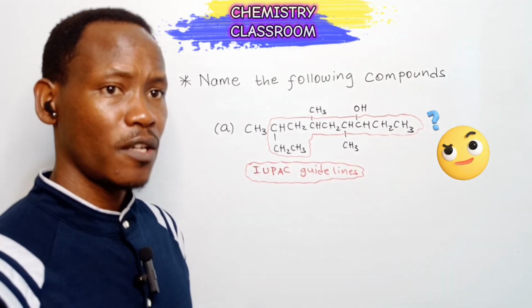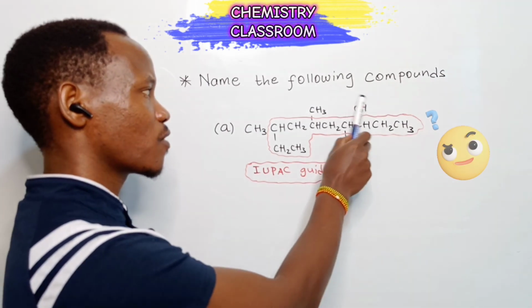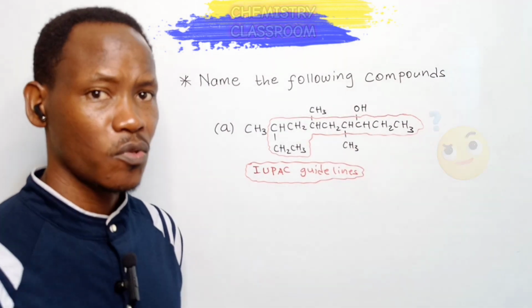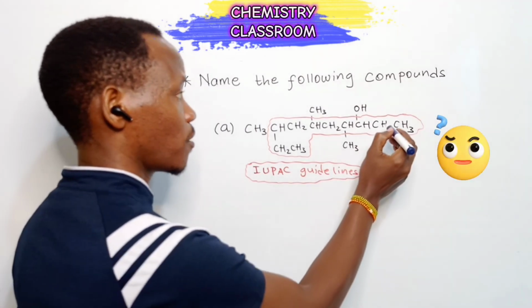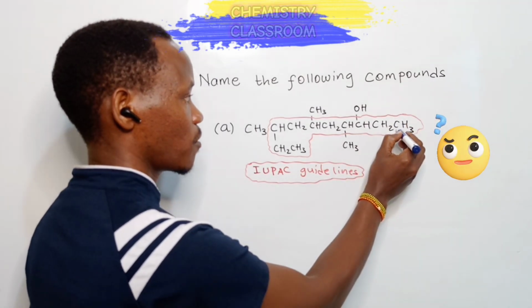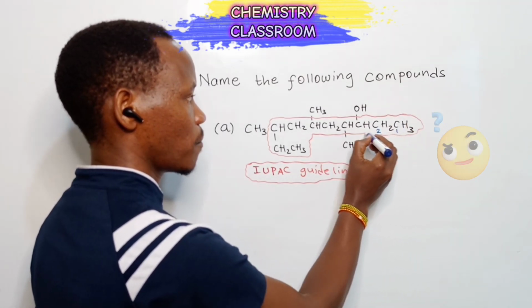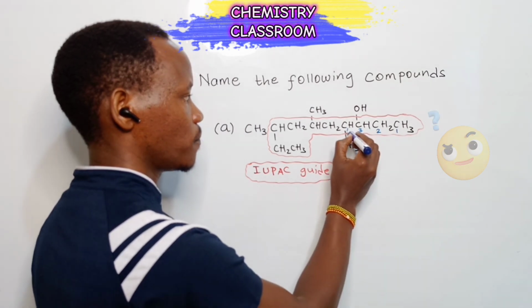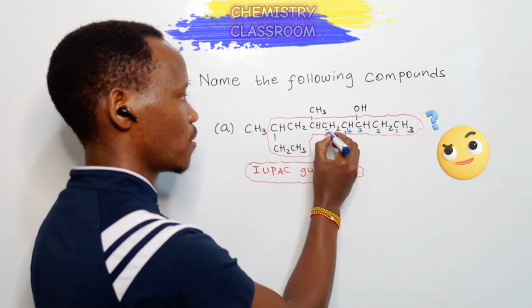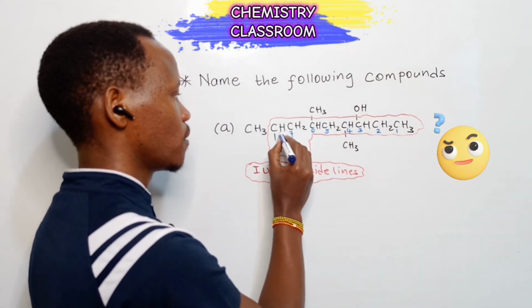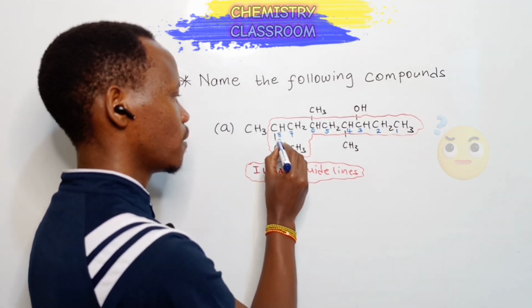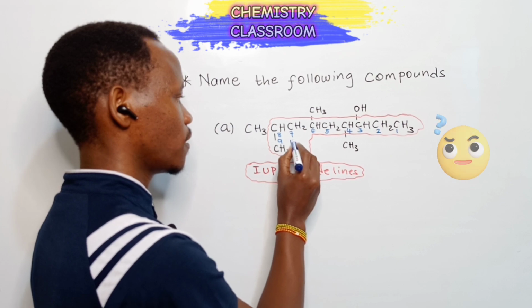We should start from the end of the chain that is closest to the functional group, because our functional group is the priority in this case. So without wasting time, we are going to number from this side. So this is carbon atom number 1. This is number 2, number 3, number 4, 5, 6, 7, 8, 9, and finally 10.